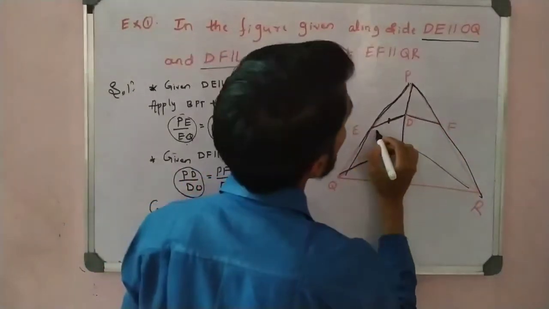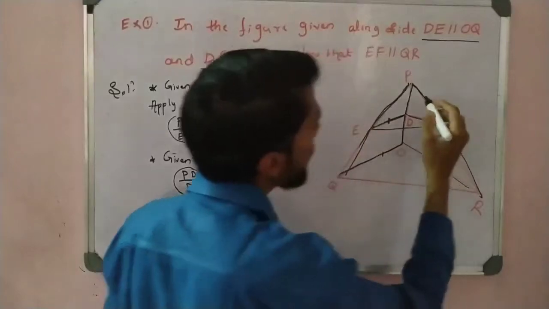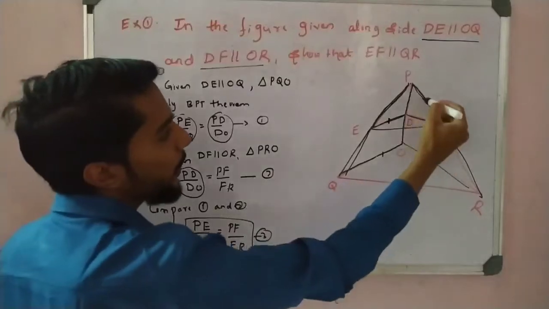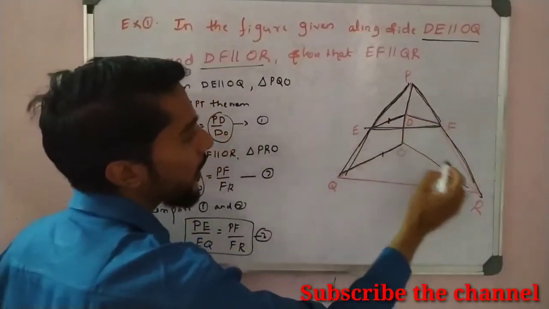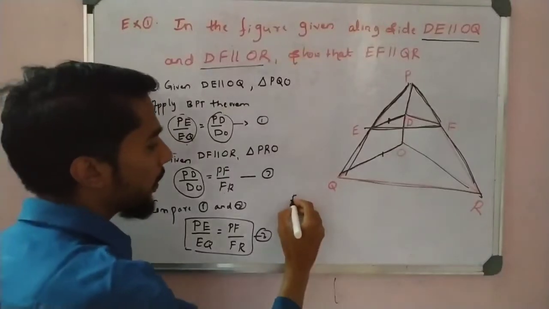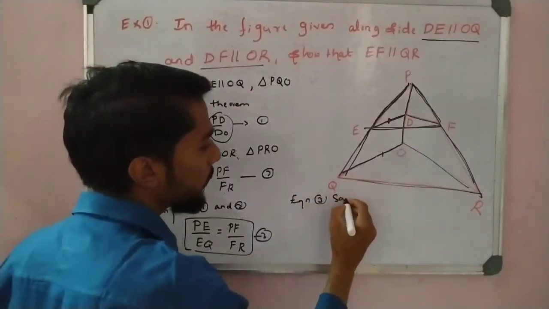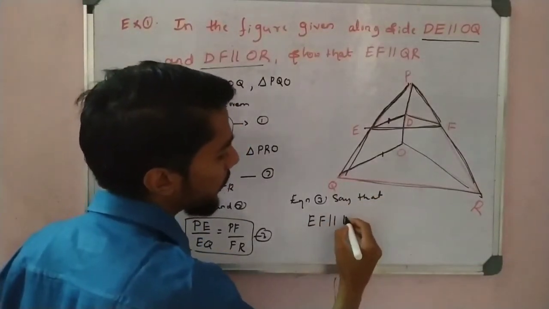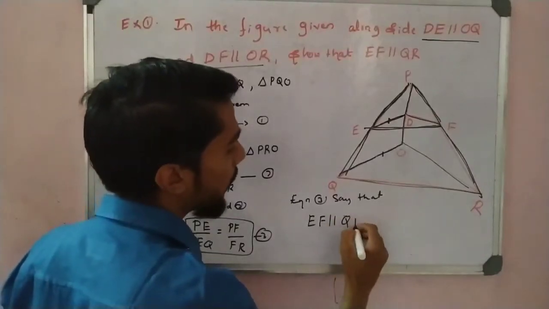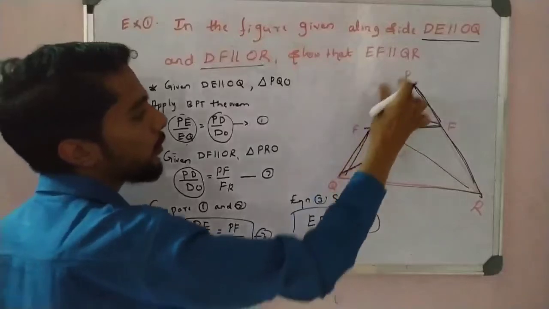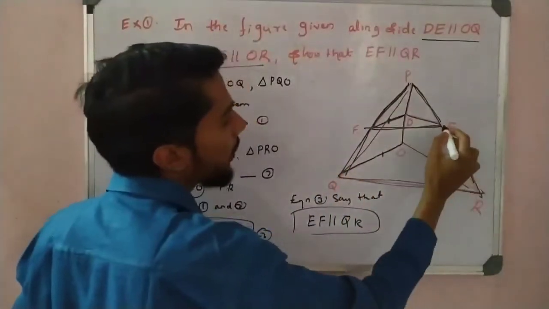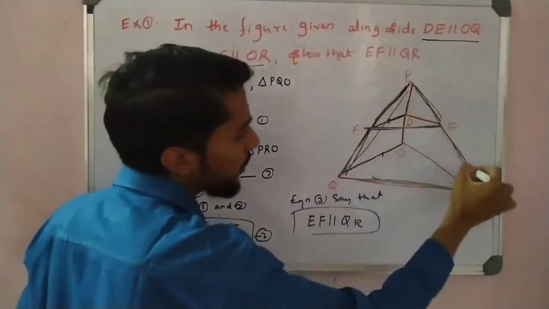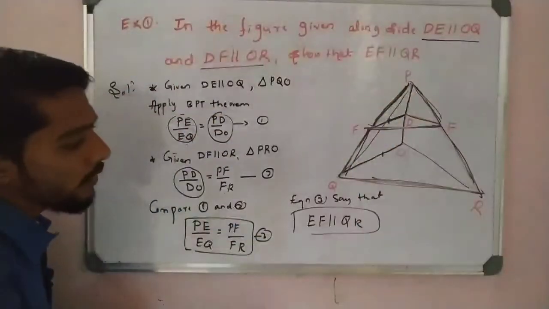Now join EF. See here, PE by EQ is in the same ratio as PF by FR, which means this line is parallel to this line. Therefore, equation 3 says that EF is parallel to QR. Because this side and this side are proportional, taking the whole triangle PQR, this is parallel to this, because this ratio equals that ratio. So EF is parallel to QR.